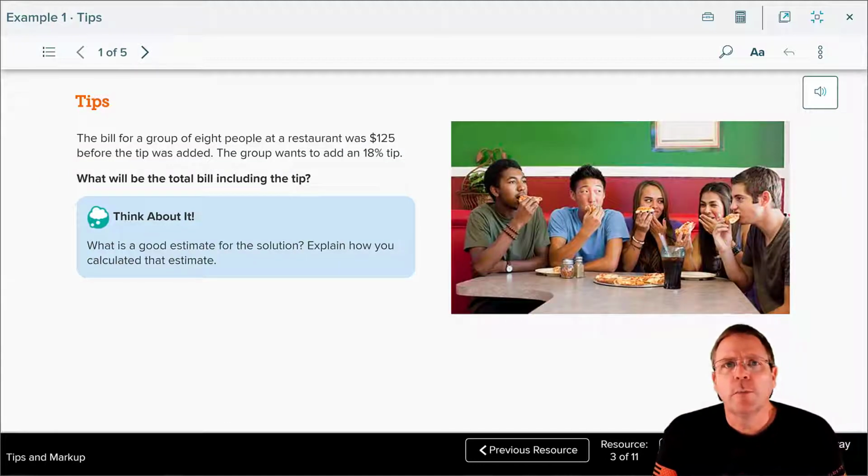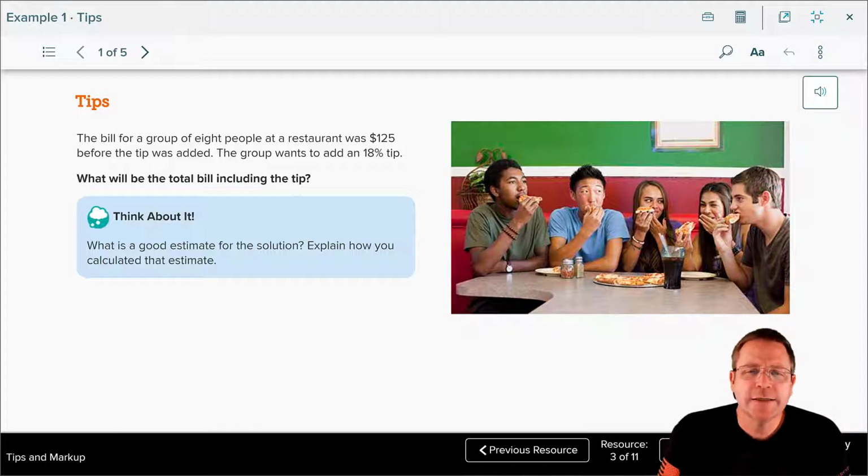A bill for a group of 8 people at a restaurant was $125 before the tip was added. The group wants to add an 18% tip. What is the total bill going to be including the tip? And to think about it, what is a good estimation of the solution going to be, and explain how you could calculate that. I'm going to show you how I would estimate that in my head real quick. It might or might not be what the textbook wants you to know, but it's a good thing to have.